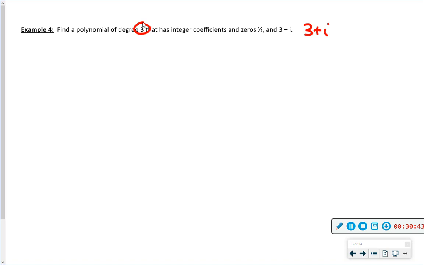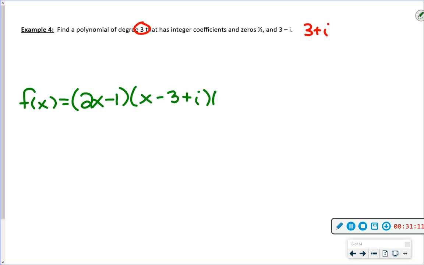Okay, now what's the same thing as the very last problem? I'm going to write them as factors, and I'm going to FOIL. Okay, so my first 0 is a half. Now, I don't want fractions in my answer if I don't have to. So a half, I'm going to write in factor form. I'm going to put 2x minus 1, because if you solve this, you add 1, divide by 2, you get a half. Then for this guy, x minus 3 plus i. And then this one, x minus 3 minus i. So there's the setup.